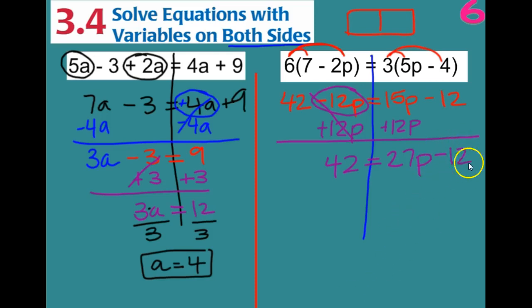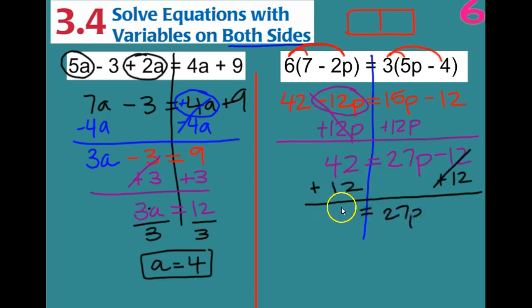Two-step equation now, just get rid of addition and subtraction. I'm going to add 12. So we have 27p. And adding these up, we have 54. Last, the opposite of multiply is divide. So we have p equals 54 divided by 27. If you're not sure, plug it in your calculator. It will give you a nice 2.